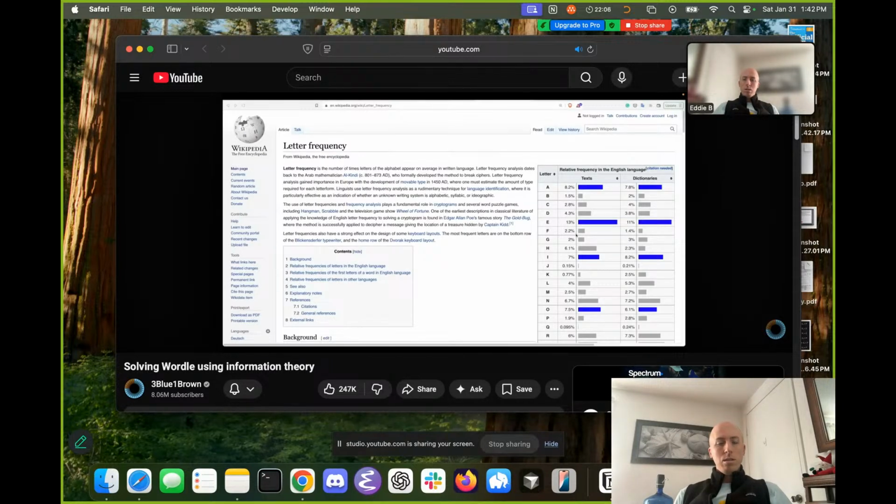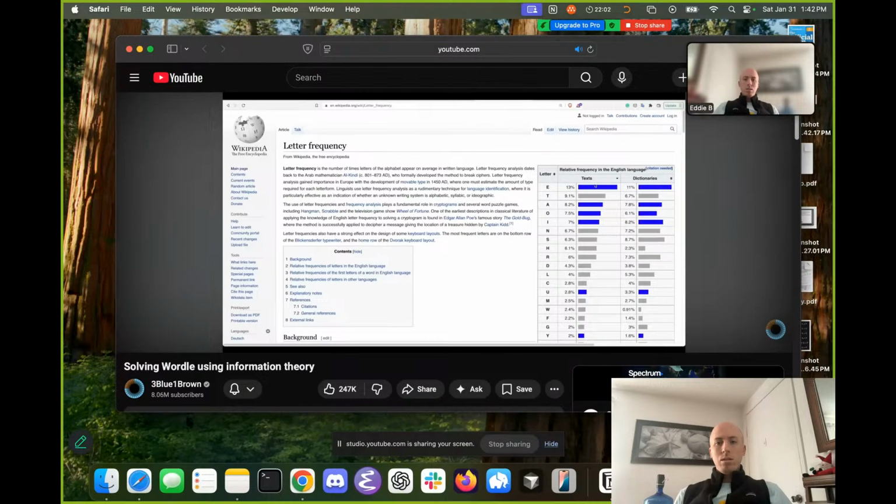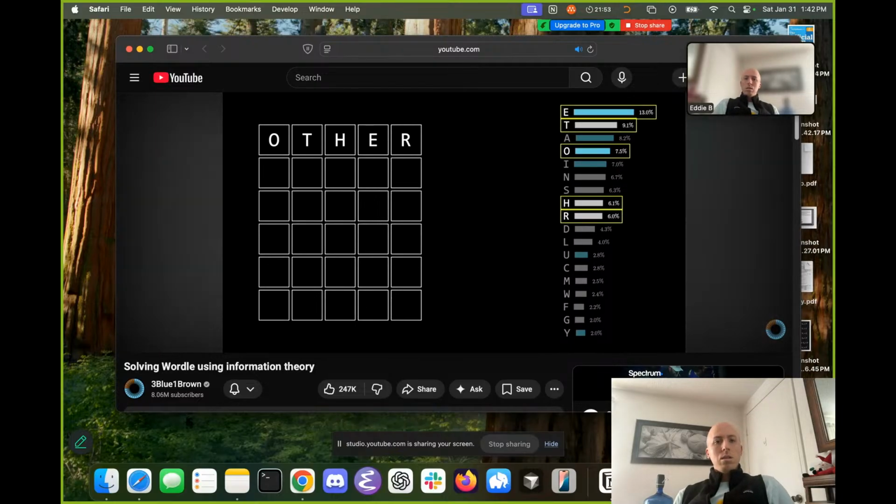My first thought in approaching this was to take a look at the relative frequencies of different letters in the English language. So I thought, okay, is there an opening guess or an opening pair of guesses that hits a lot of these most frequent letters? And one that I was pretty fond of was doing other followed by nails.